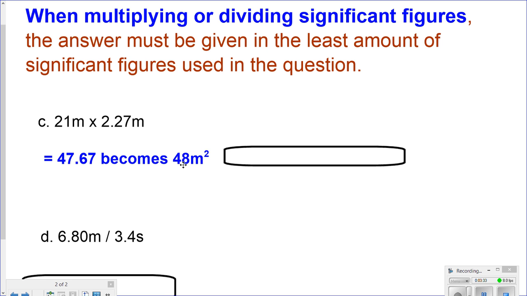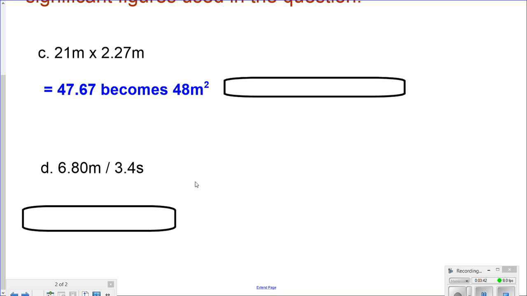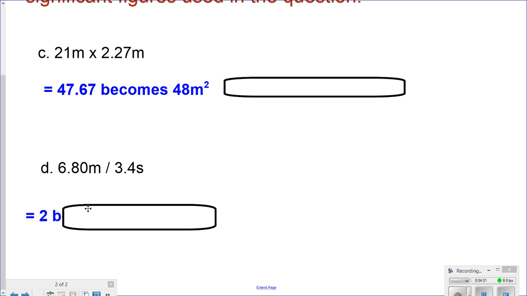The answer is 48, in this case, meters squared, because I have two m's and each m has a power of 1. Division example. 6.80 divided by 3.4. I have 1, 2, and I have 1, 2, 3. Again, my answer will have two digits only. When I divide these two numbers, my answer is 2.